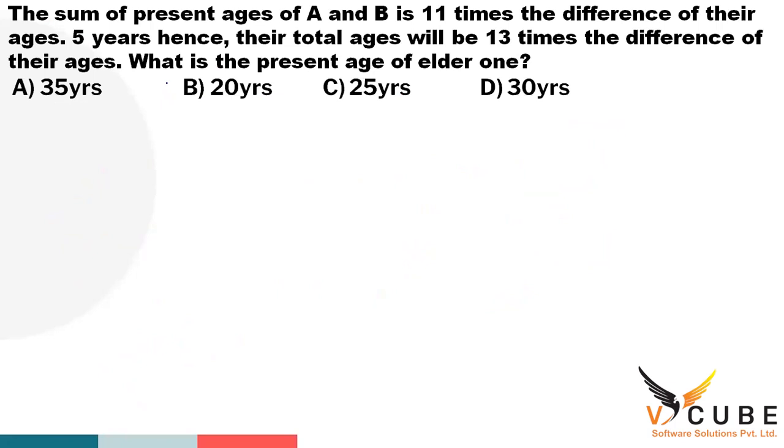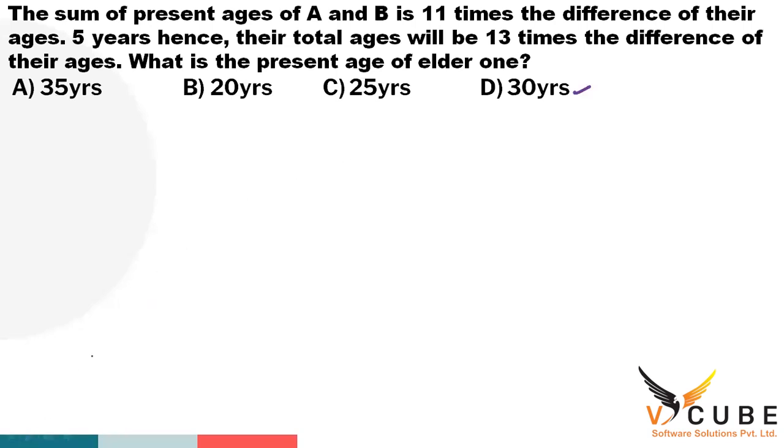The sum of present ages of A and B is 11 times the difference of their ages. 5 years hence, their total ages will be 13 times the difference of their ages. What is the present age of the elder one? Anyone, guys? What is the answer, guys? 30. Yes, very good. 30 is the right answer, guys.